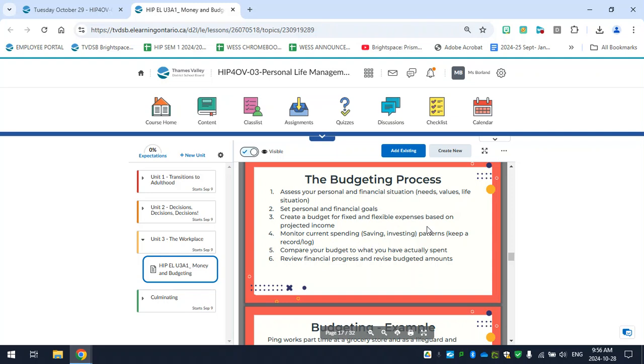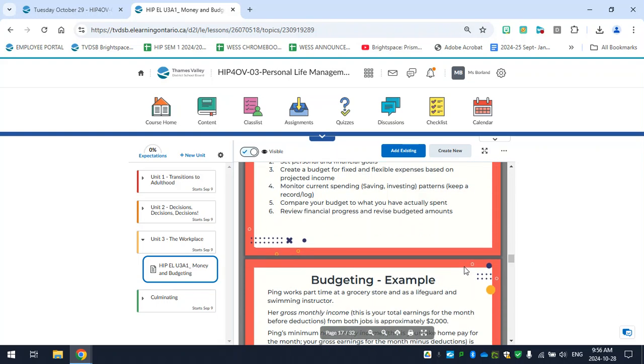Comparing your budget to what you have actually spent is huge, and noticing that, hey, if you're spending a lot one month, maybe you really need to crack down the next month in order to stay on budget. And reviewing your financial progress and revising your budget amount really goes with number 5. So maybe you had an emergency expense in October, which means your November budget would have to be revised to make sure you're staying on par to save.